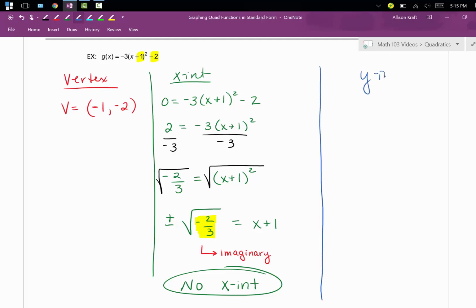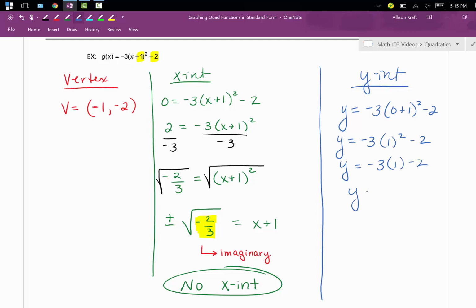Moving on to our y-intercept. To find any y-intercept, we always let x be equal to 0 and solve for y. Perform our order of operations here. We get y to be equal to -5, making our y-intercept the ordered pair 0, -5.